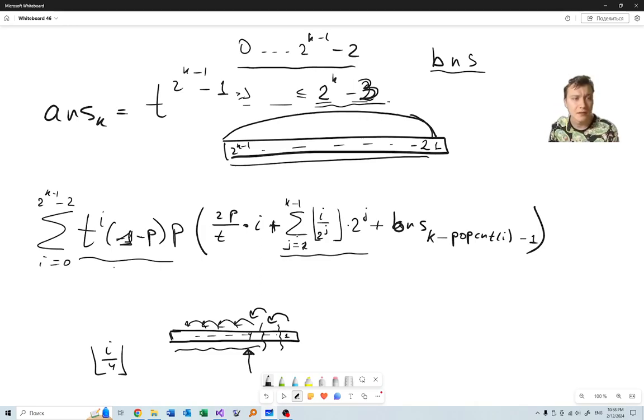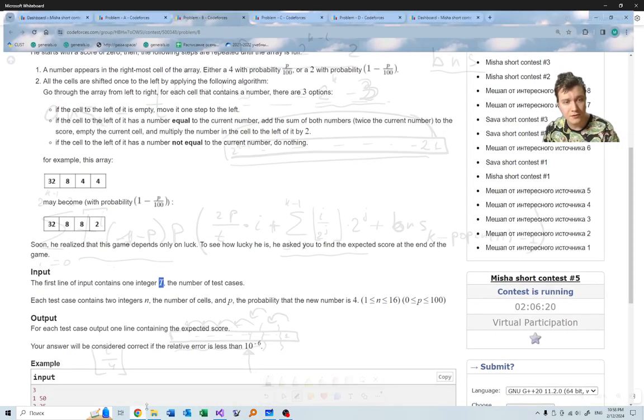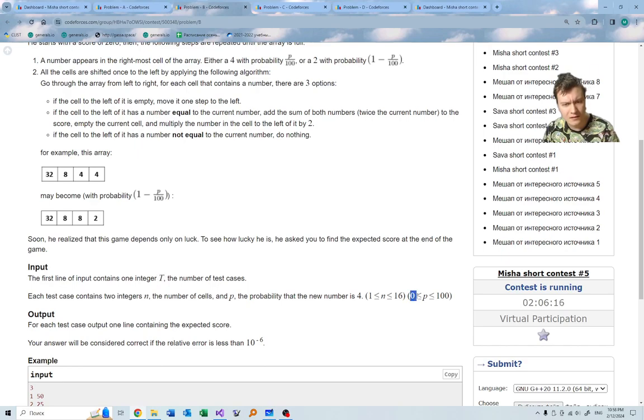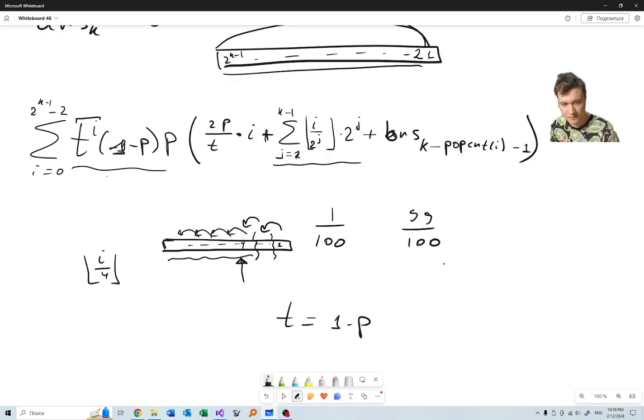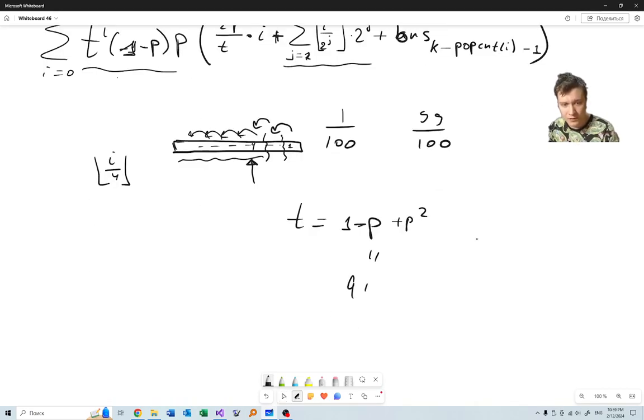Well, there is something nice to this. And nice is the fact that maybe this number is always small. So we shouldn't iterate over bigger values. P can be zero. Okay, it's easy to calculate it for p exactly 0 and p exactly 100. So we may assume that p is from 100 to 9900. And in this case, t equals 1 minus p plus p squared, and it equals q plus 1 minus q squared, which is still 1 minus q plus q squared, actually.